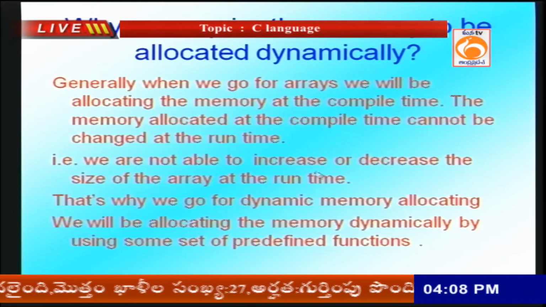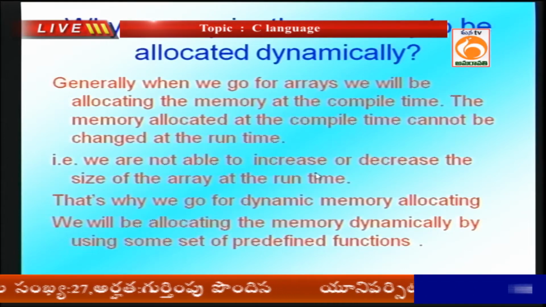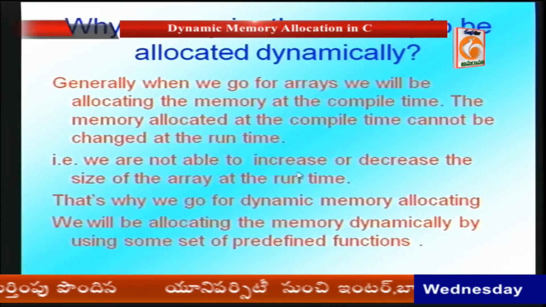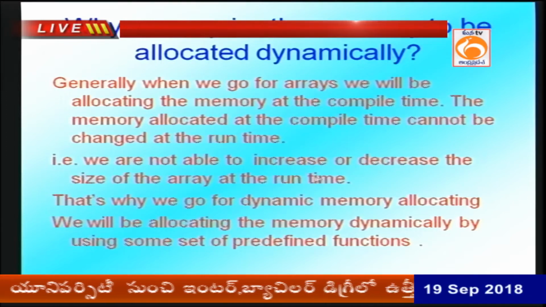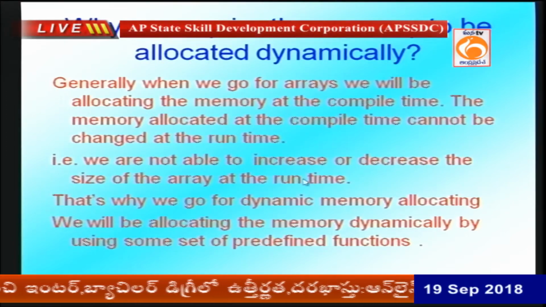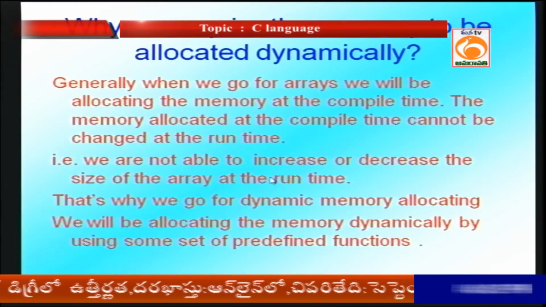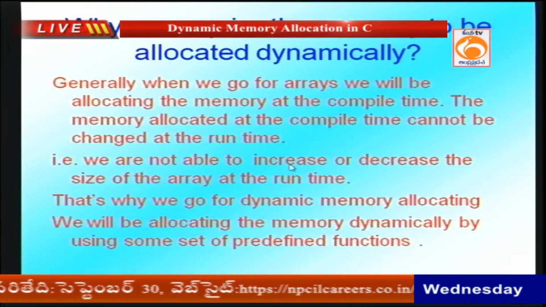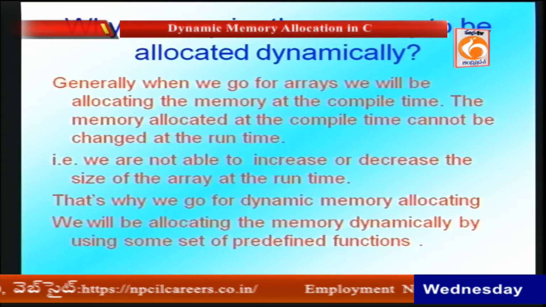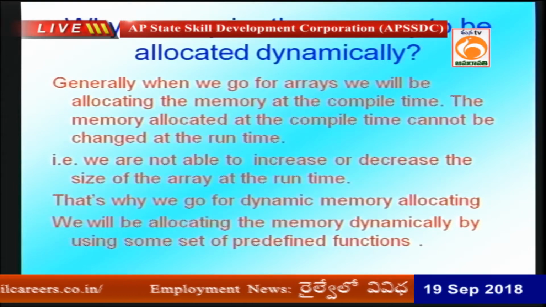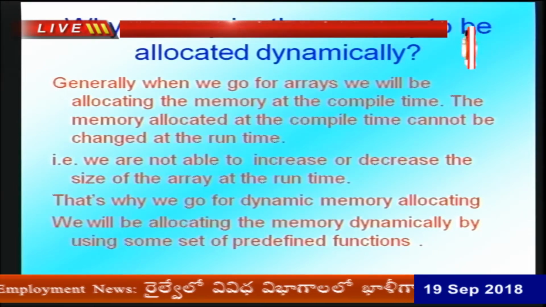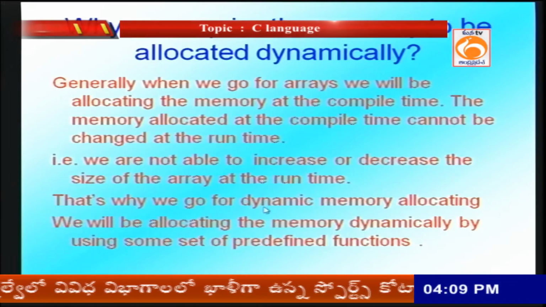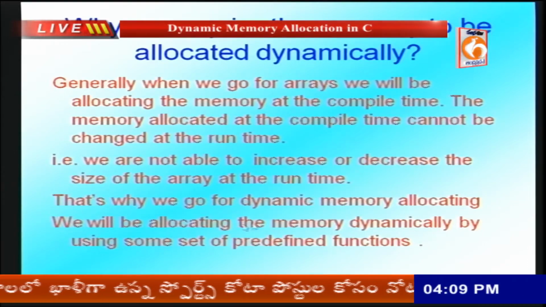Suppose initially my array size is 10. Ten means a maximum of 10 elements; more than 10 you can't enter, less than 10 you can enter, but the problem is memory wastage. That is why we go for dynamic memory allocation.